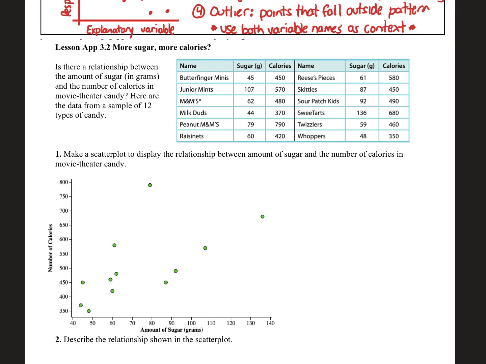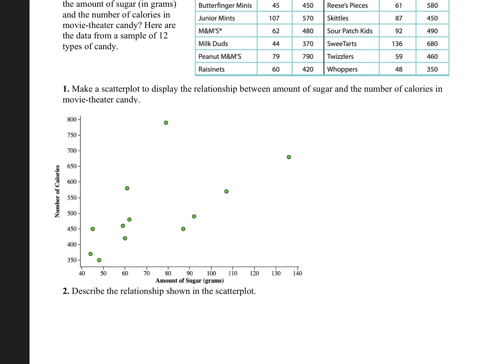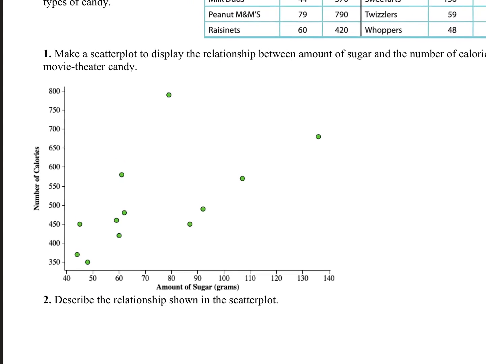So what we're looking at here is some data about the amount of sugar in different candies and then the amount of calories in those candies, and they're asking us to figure out if there's a relationship between the amount of sugar in the candy versus the amount of calories in the candy. It certainly would seem reasonable to assume that the more sugar something has, the more calories it has. So go ahead and make a scatter plot for that, or you can copy mine down, but just use the applet if you wanted to. But here is the scatter plot that would come out of that.